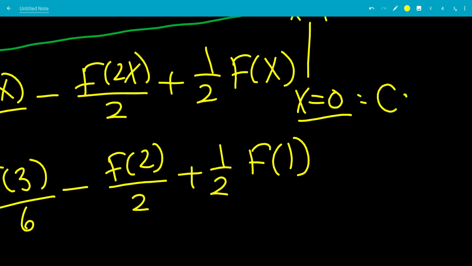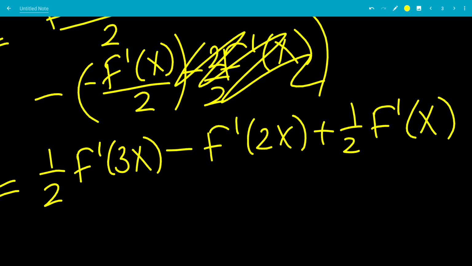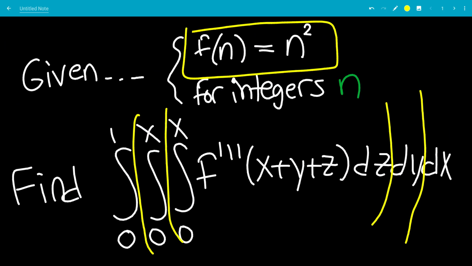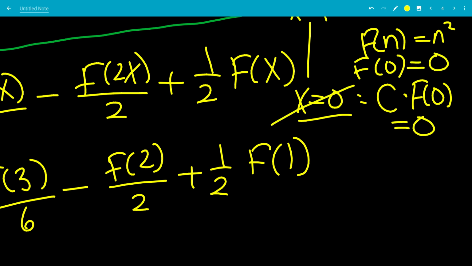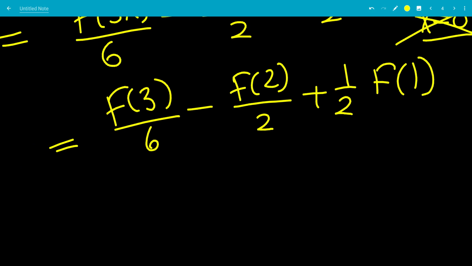Now x equals 0 will give us some constant times f of 0. But we know from the beginning, f of n equals n squared. It means that f of 0 equals 0. So these terms will just go to 0, and we don't have to worry about x equals 0. Now f of n equals n squared for integers n.